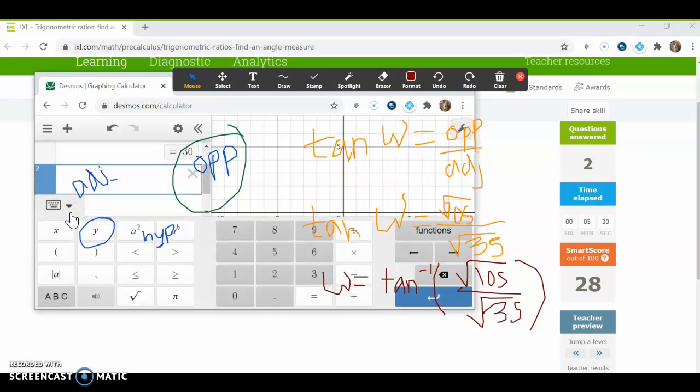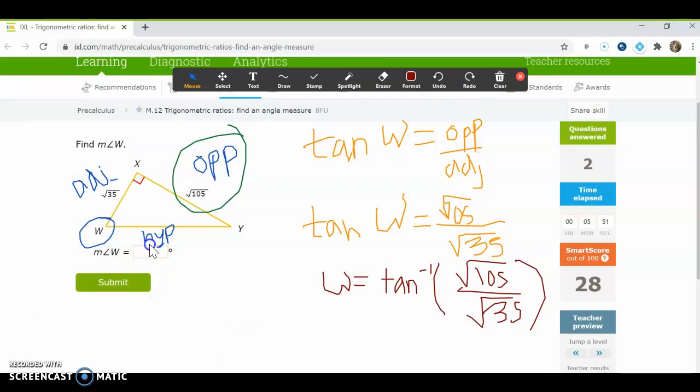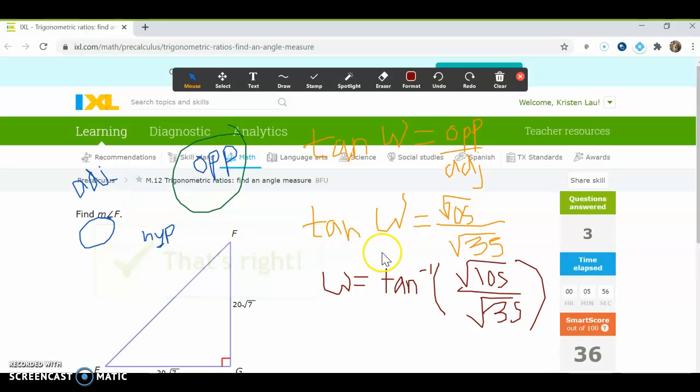I've got to use my trig functions, my bad. Tan inverse, here it is. The square root of 105 divided by the square root of 35. And that says 60, so I'm just going to put 60 and submit. And that's it.